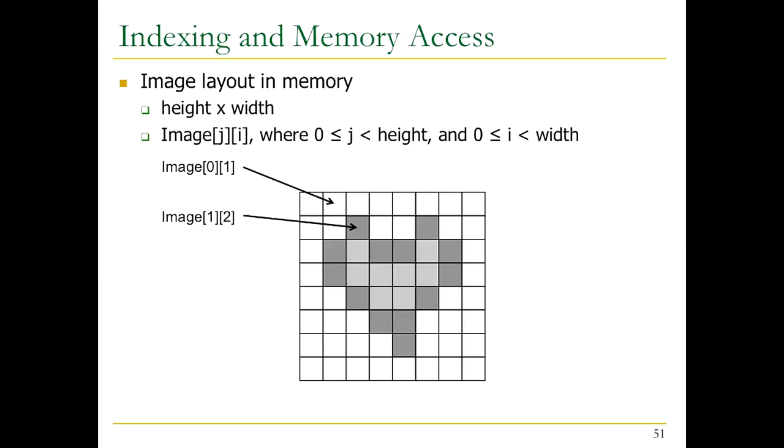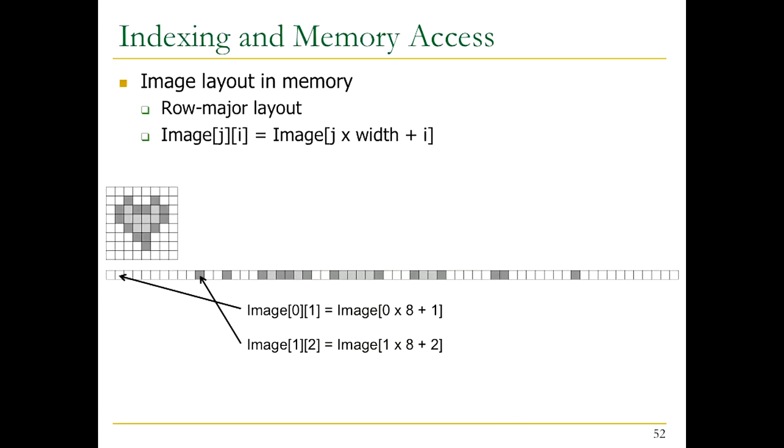For example, this pixel here is image 01. This pixel here is image 12. But actually, as you know, this is laid out in a row major layout in the memory. So each row of the image is after the previous row. We have something like this. So when we want to access pixel 01, what we are accessing is this memory address, 0 times 8 plus 1, being 8 the width of the image, right? So let's see how we do that when we have many parallel threads.